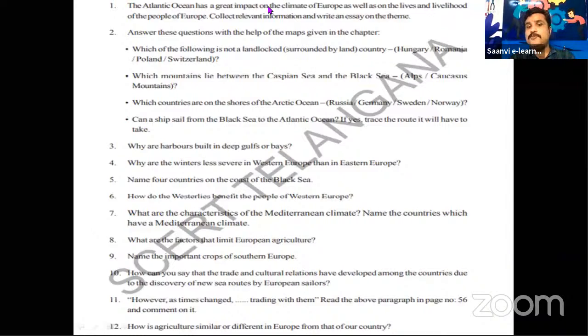How is agriculture similar or different in Europe from that of our country? Agriculture differences. You have to remember things like the industrial and agricultural revolution, different types of crop production, climate, everything should be added in that. India and Europe, you have to compare and write.